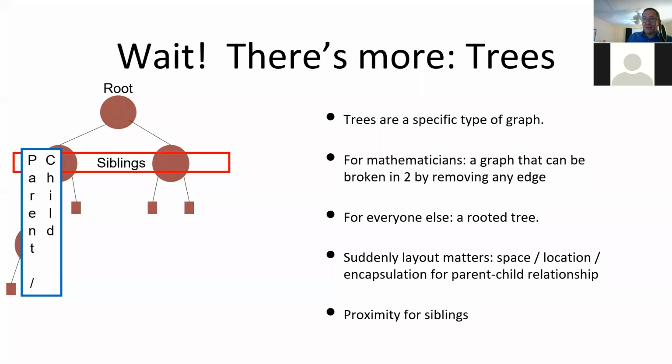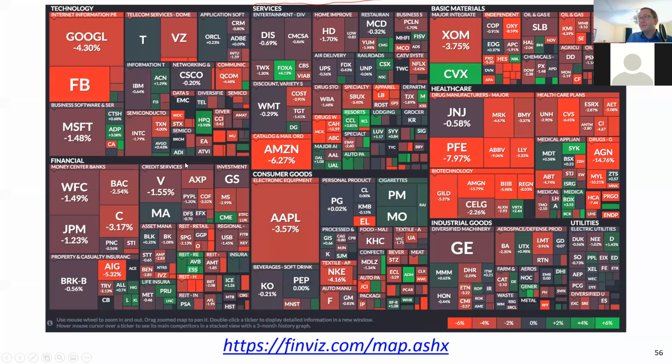So these are siblings, for example. They have the same parent, so they're called siblings. This is a node in the diagram. This is another node, just another item.